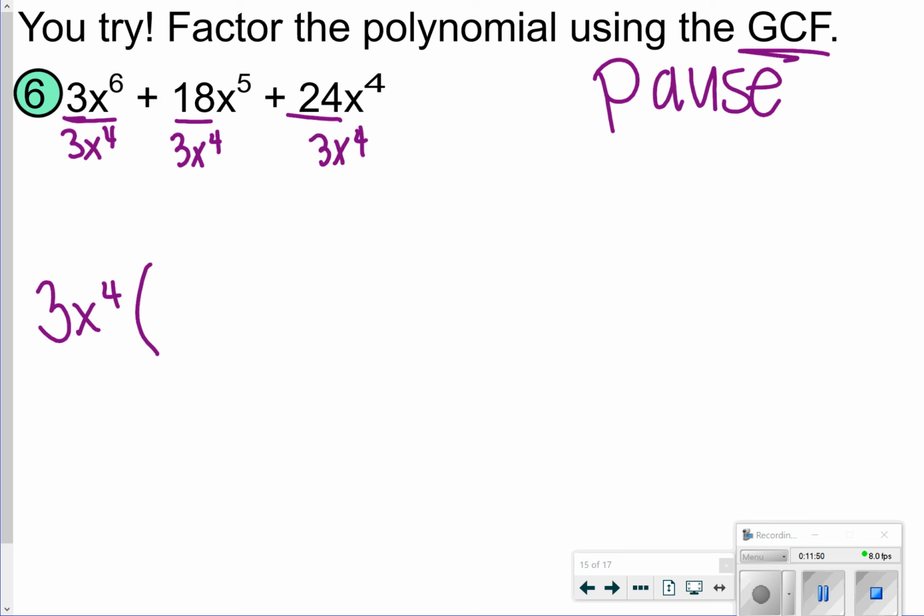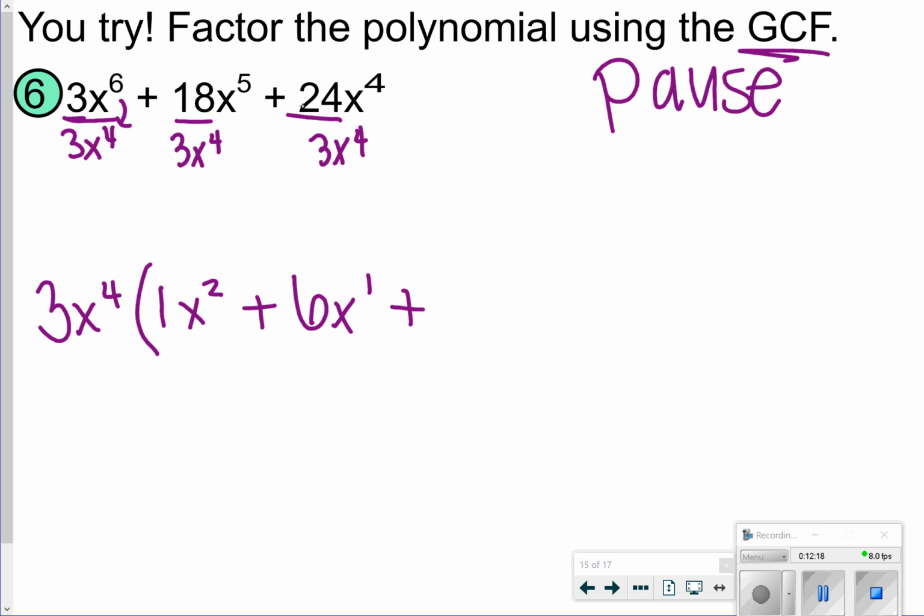Alright, starting with my numbers again. 3 divided by 3 is 1. So I'm going to write my 1 just to make sure I wrote it and divided correctly. And then x to the 6th divided by x to the 4th is x to the 2nd. Next up, I have 18 divided by 3, which is 6. And then x to the 5th divided by x to the 4th, or just subtract 5 and 4, and I get 1. So you can write 6x to the 1st, or just 6x.